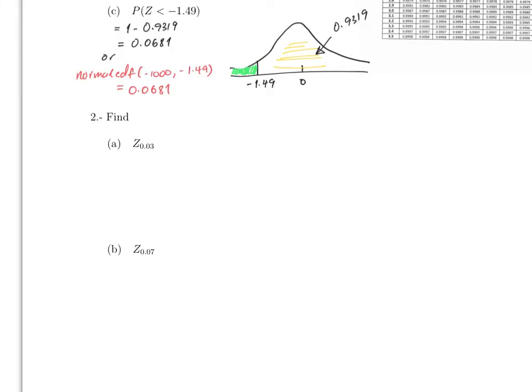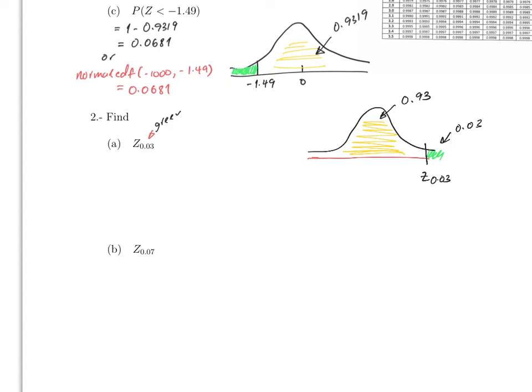Good. Now let's look at these values, which I told you this notation is going to be used a lot in chapters 7, 8, 9, and 10. So again, what does this actually mean? Remember, this is the green area, or the area to the right. So what this means is that there is a value, which we call 0.03, where this area is 0.03. That's all it means, which means the area to the left, which is the one that is on the table, is 0.97.